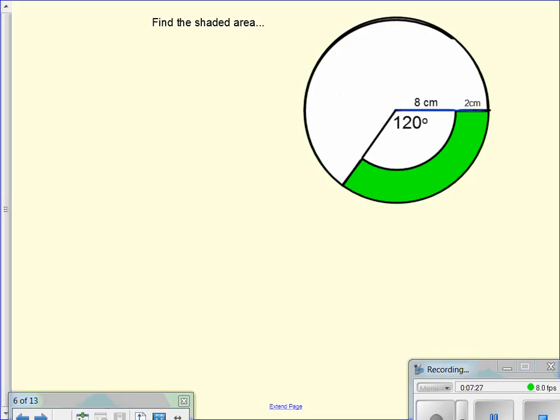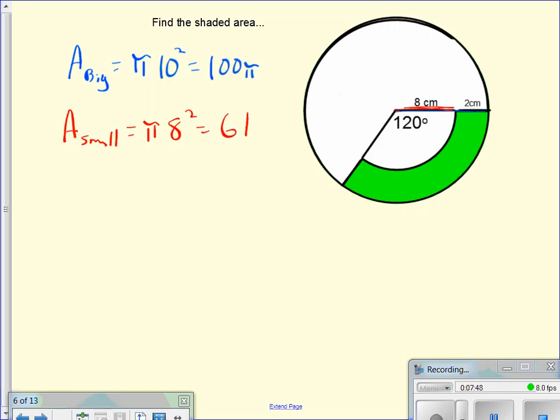So my big radius is 10. So the area of the big is pi 10 squared equals 100 pi. Small. Now my radius is just 8 in the small circle. So area of the small is pi 8 squared, or 64 pi. To find my annulus, I'm going to subtract them. 100 pi minus 64 pi, and I get left with 36 pi.